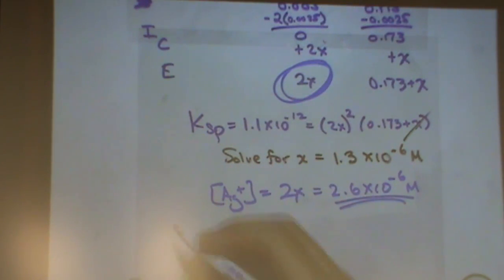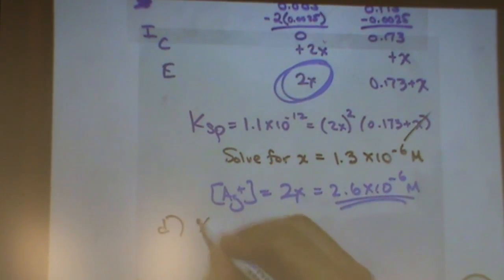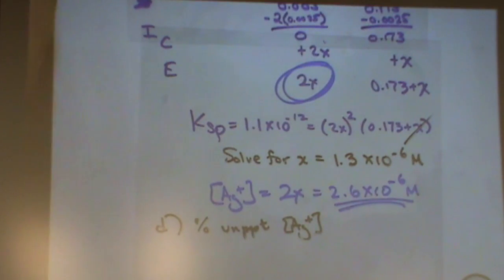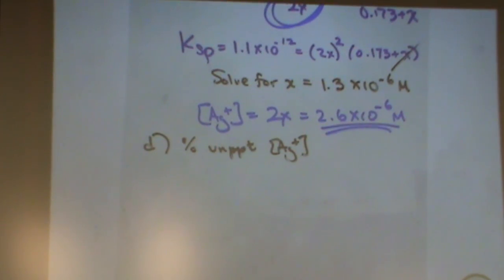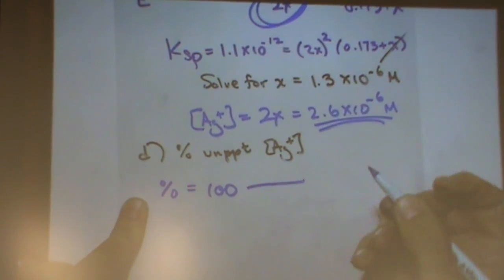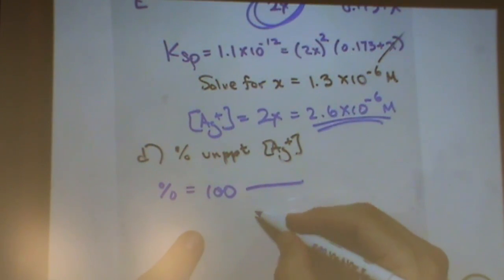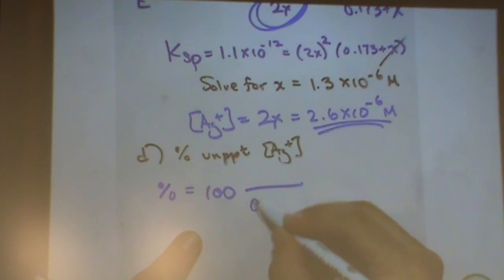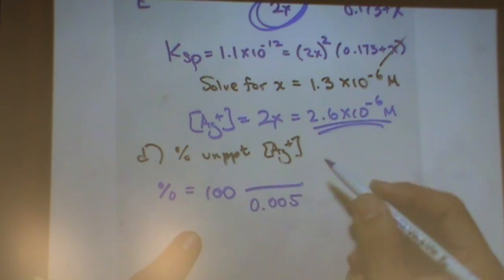The last part, I'll call it D, is the percent unprecipitated of silver. Percent unprecipitated of silver. So, remember, this is just like percent ionization. Percent unprecipitated is equal to 100 times the initial concentration in the denominator. What would be that number? 0.005 if you look backwards a little bit.